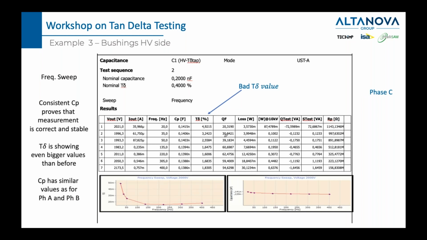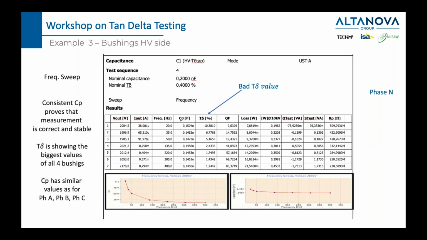And in phase three, we see that it goes from 4.9 to 1.8. Again, capacitance is more or less the same, small change here. And then we come to bushing number four. And here we see the tan delta changing from 10 all the way to 1.2. So this is the biggest change, and obviously this bushing was the most affected bushing. So all these four measurements prove that we have a problematic bushing.